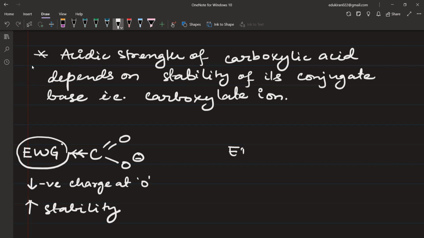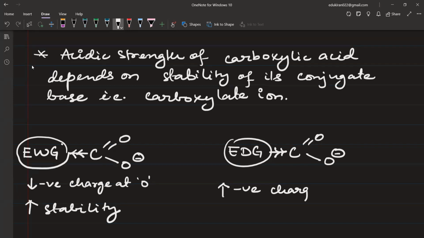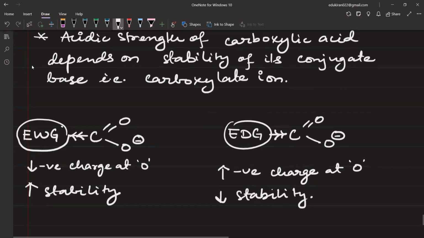Similarly, if you have electron donating group in the alkyl chain of carboxylic acid, तो वहां पे क्या होगा? Electron donating group electron देगा, it is going to increase the negative charge at O और उसकी वजह से stability decrease हो जाएगी. Write this down. ठीक है? अगर स्टेबिलिटी बढ़ गई तो स्ट्रॉन्गर एसिड, और जब स्टेबिलिटी घट गई तो वीकर एसिड.